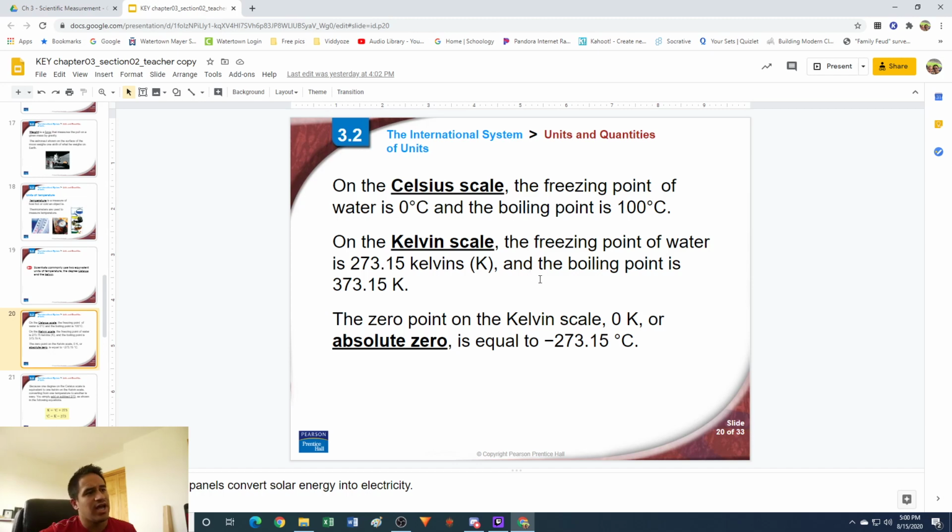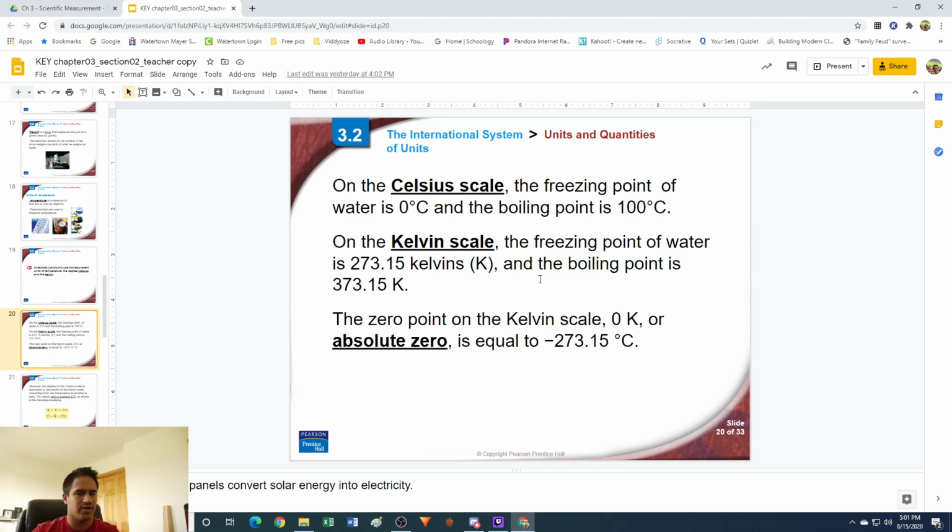So at 0 degrees Kelvin, or 0 Kelvin, there's no degrees in Kelvin, but at 0 Kelvin, that is the theoretical temperature where all motion comes to a stop.